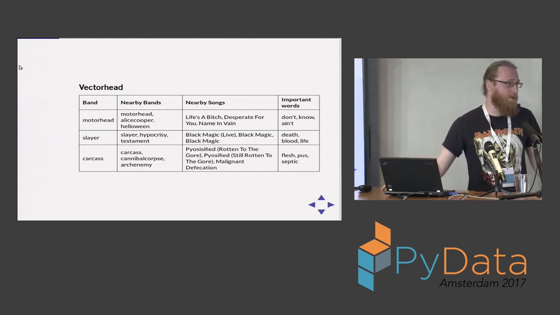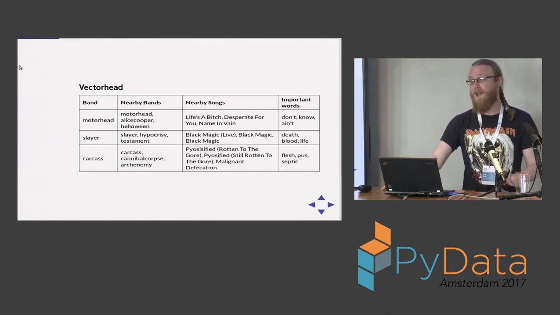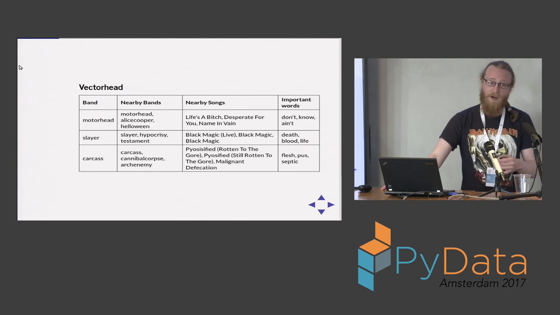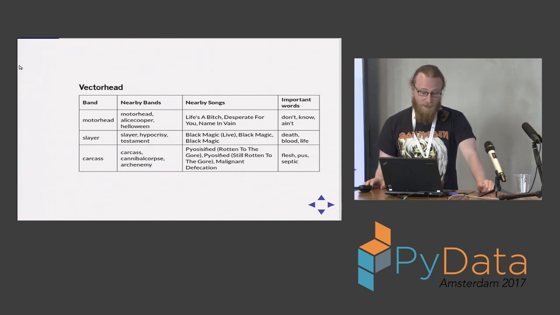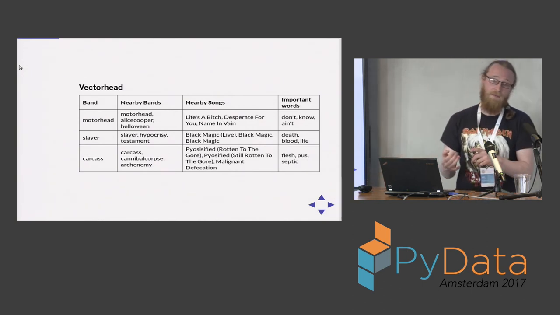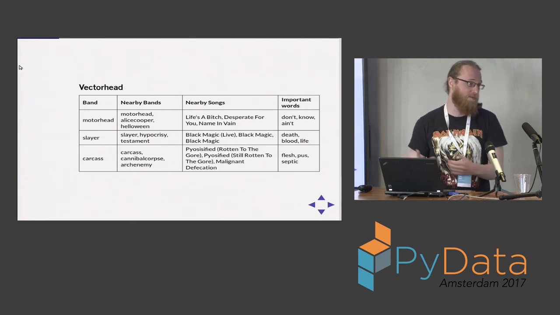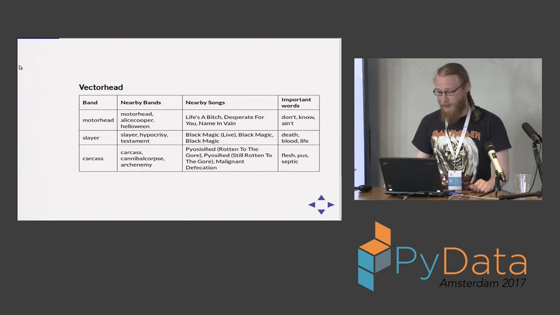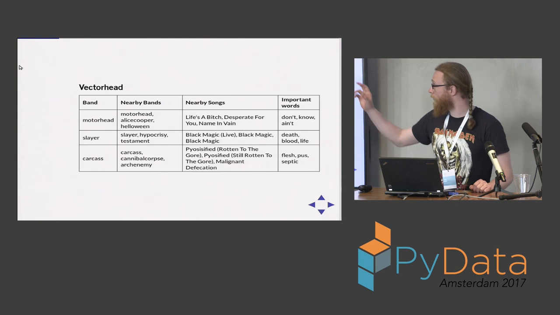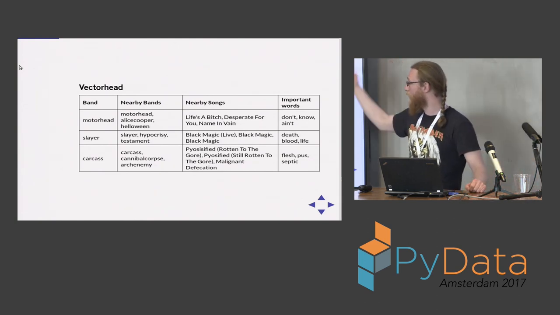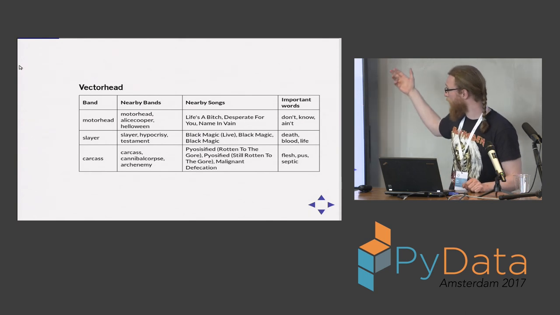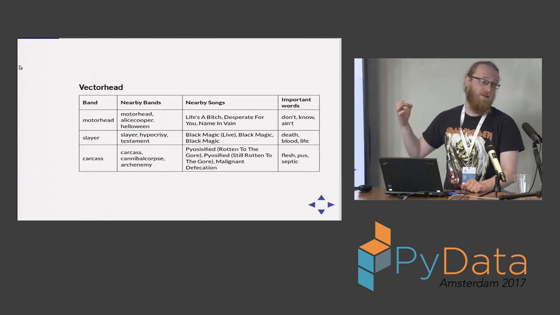Once we have these vectors, we have vectors relating to every single song. We can also define vectors relating to a band simply by taking the mean of all the songs they produce. And with this, we can define a similarity, so how close they are, using cosine similarity. So we start with a band, Motorhead. We can find nearby bands, Alice Cooper and Halloween, nearby songs, and what words define the band the most.